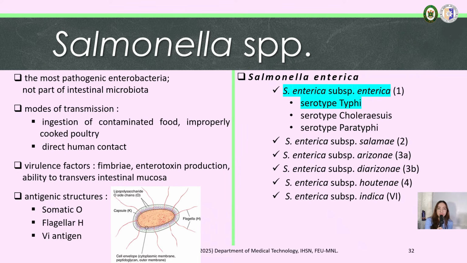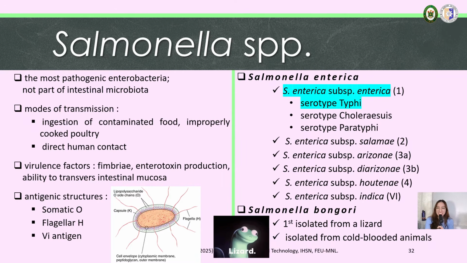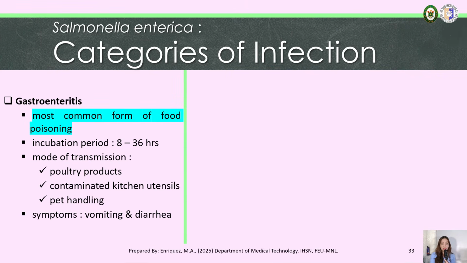Next species in this genus is Salmonella bongori, which is rarely isolated and was named after the town of Bongor in Africa. And this species was initially isolated from a lizard, and that was initially found among cold-blooded animals. Okay, so ulitin po natin. Salmonella bongori was first isolated from a lizard. Lizard.